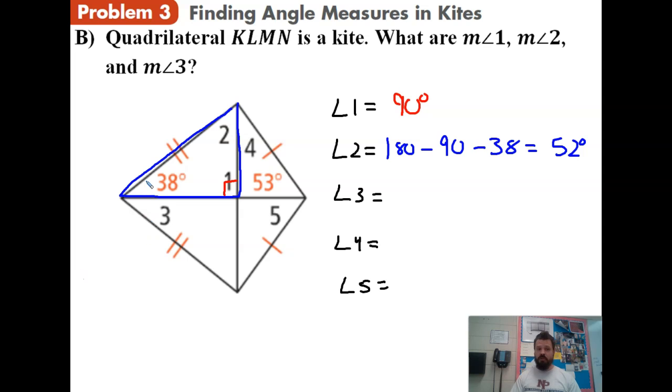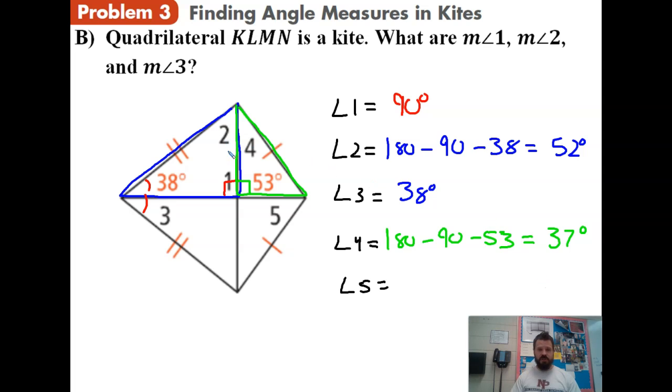And then moving on, 3 and my 38 will be congruent to each other because on the left side I have 2 congruent triangles on top and bottom, so corresponding parts will be congruent. So 3 is 38 as well. Next we can do angle 4. For angle 4, I'm going to split this into another triangle. I know I have a right angle and a 53-degree angle. So for angle 4, I'll take 180 minus 90 minus 53, which will give me 37 degrees.